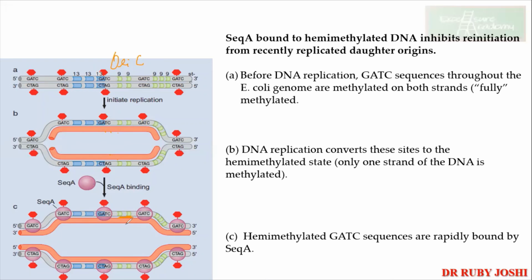Okay? Now just imagine if this SeqA protein were not there, so what will happen? This sequence is present here, and this sequence is also present in your newly made daughter strand, right? So the DnaA binding protein can come and start another round of replication. It will start here, and then start here too, before the previous replication has been completed. So therefore SeqA protein will come and bind over here.